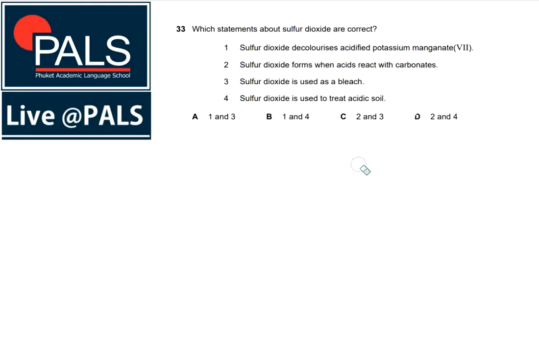Which statements about sulfur dioxide are correct? Of course, let's check them one by one. Sulfur dioxide decolorizes acidified potassium manganate. Yes. Sulfur dioxide forms when acids react with carbonates. No. Sulfur dioxide is used as a bleach. Yes. Sulfur dioxide is used to treat acidic soil. No. So the correct answer for this is 1 and 3. That is letter A.